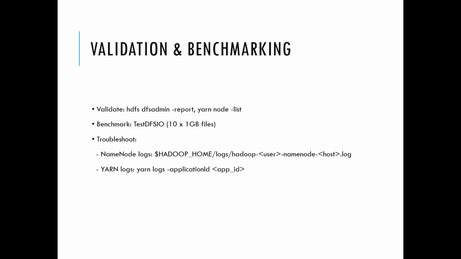After configuration, it's crucial to validate and benchmark your setup. Use the command hdfs dfsadmin -report to check HDFS status and yarn node -list to view active nodes. For benchmarking, the TestDFSIO utility is a standard approach. Run it with 10 files of 1 GB each to simulate realistic load. For troubleshooting, review NameNode logs under $HADOOP_HOME/logs and YARN application logs using the command yarn logs -applicationId. Regular validation helps maintain stability and peak performance.